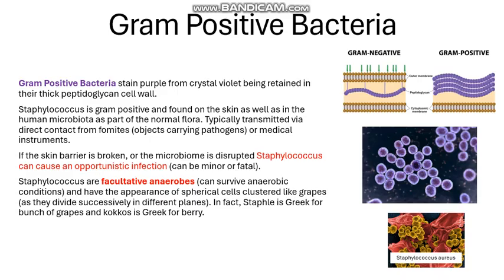So, staphylococci are typically transmitted via direct contact from fomites, which are just objects carrying pathogens, or other medical instruments in a hospital setting. If the skin barrier is broken or the microbiome is disrupted, for example by certain antibiotics, the Staphylococcus can cause an opportunistic infection, which can either be minor or fatal, but it's very rare to be fatal.